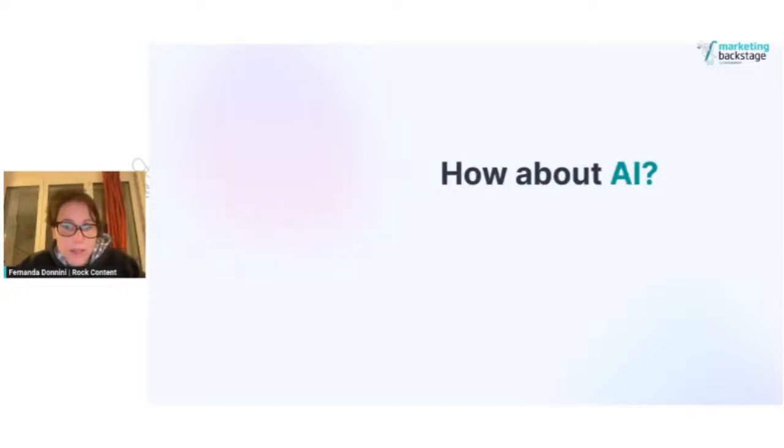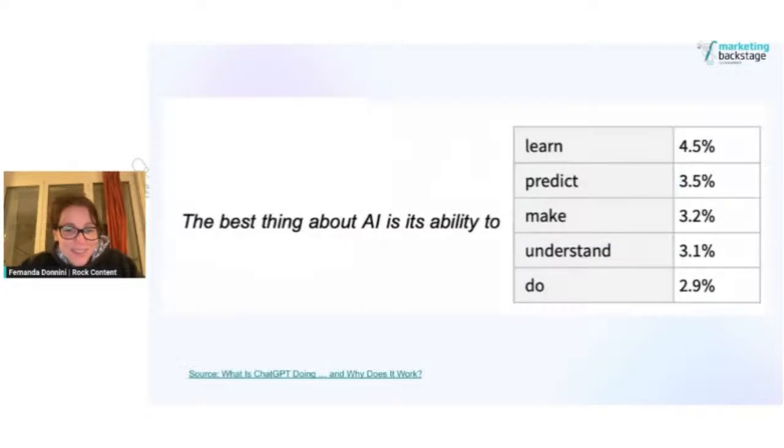And how about AI? We all know that ChatGPT AI can produce text that appears to be written by humans. And that's truly remarkable and also a bit unexpected. But how does it do that? I mean, how does it work?